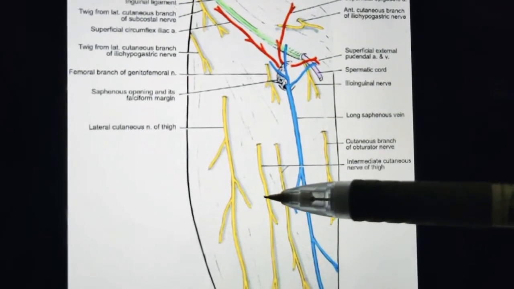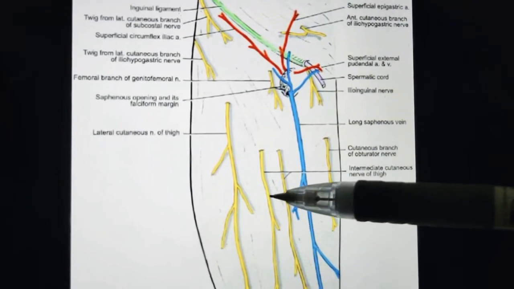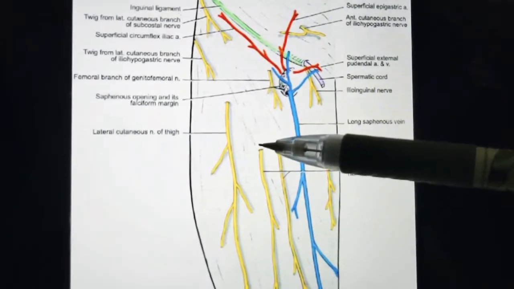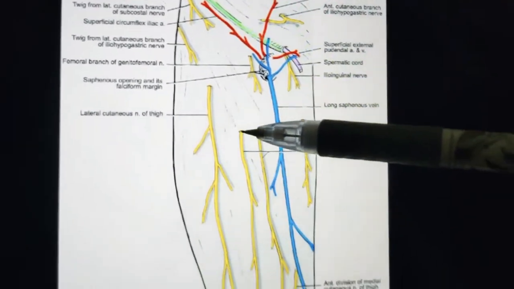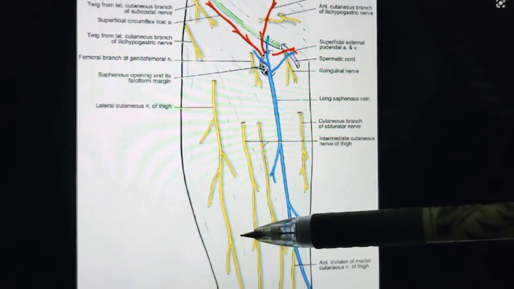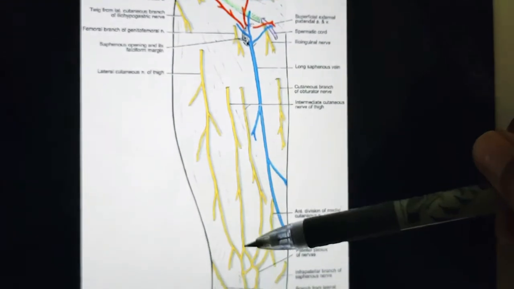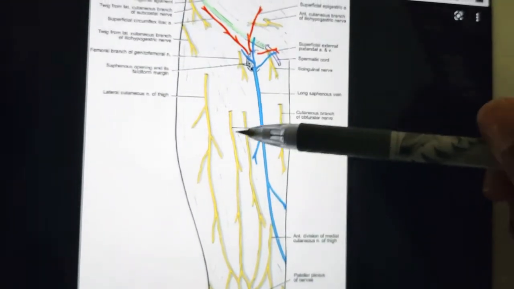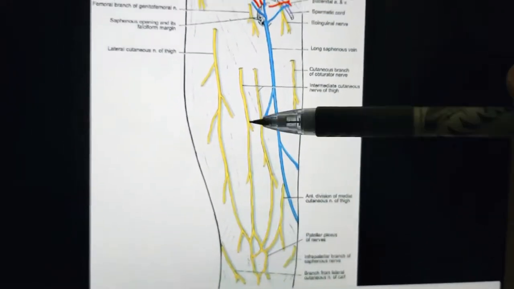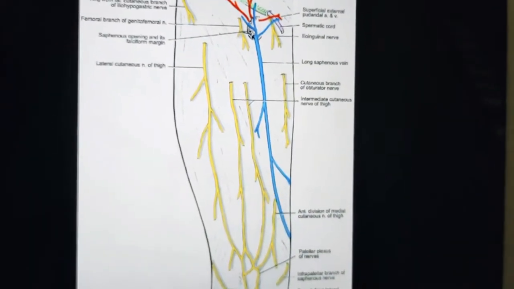So the intermediate cutaneous nerve is a branch of the anterior division of femoral nerve. It pierces the deep fascia at the junction of upper 1/3 and middle 1/3 of thigh. It divides into 2 or more branches, supplying the strip of skin in front of thigh, extending from sartorius to the knee. So you can see from the sartorius muscle, it will extend up to the knee. So this is the intermediate cutaneous nerve of thigh.